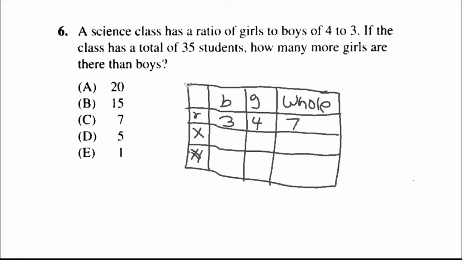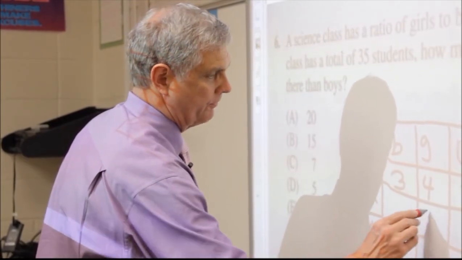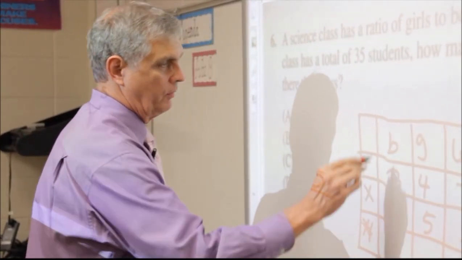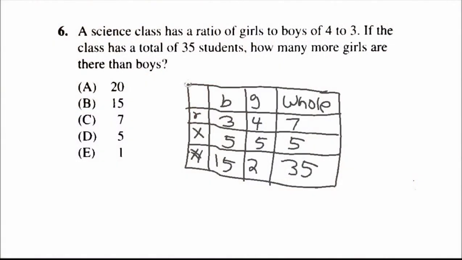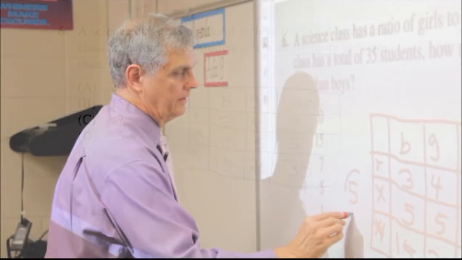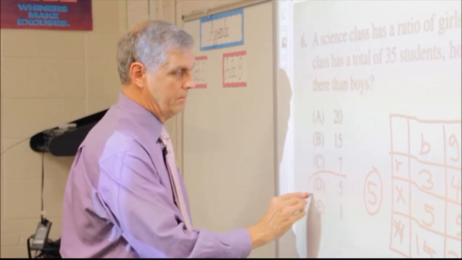And our total is 35 students down here. Now, 7 goes into 35 5 times, so we put a 5 all the way across. And then we can see how many boys. We've got 15 boys, and we've got 20 girls. Now again, be careful here because you have to know how many more girls than boys. And you can see here that if you subtract 15 from 20, there are 5 more girls. And so your answer would be D.